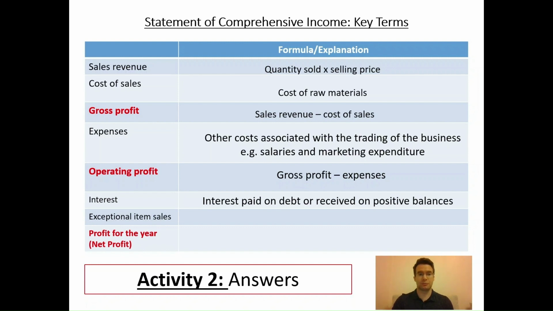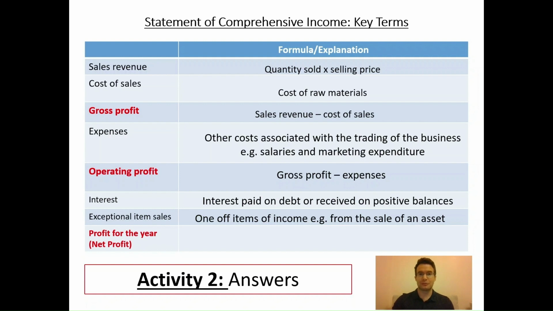to the operating profit. Exceptional item sales. Now these are one-off items of income, potentially from selling an asset. The key point being one-off items. You cannot repeat these exceptional items each year. A good example would be potentially selling an unused building or vehicle. Once it's gone, it's gone. You cannot use it again, the only exception being sale and leaseback.